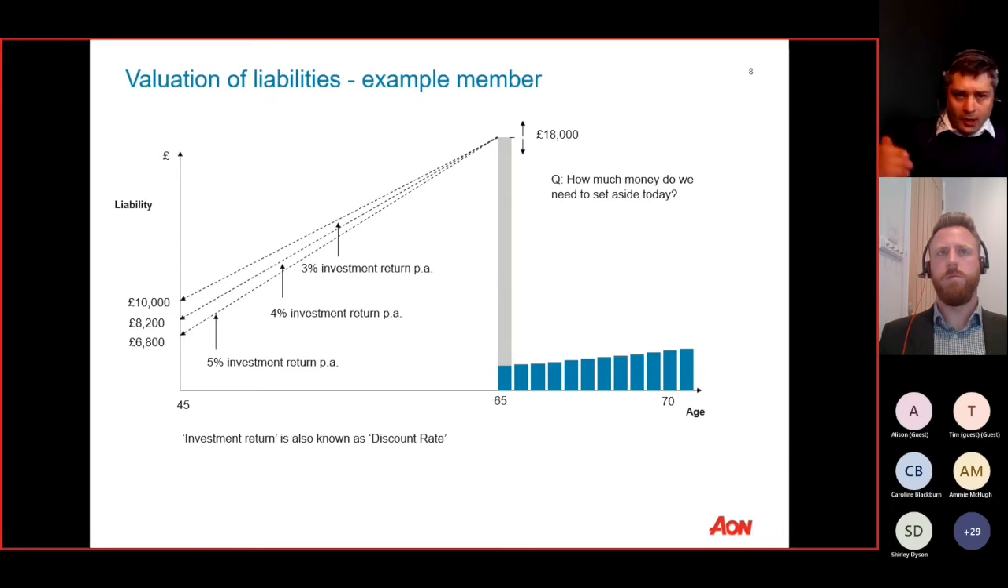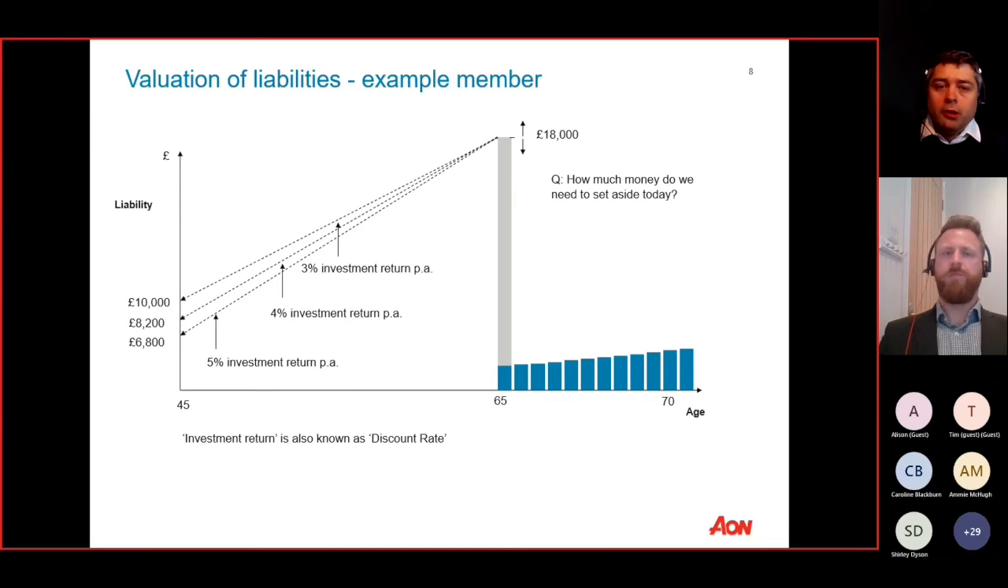However, if we expect a higher investment return of 4% per annum between now and then, we would only need to set aside 8,200. And if we assume an investment return is even higher, say 5% per annum, then we only need to set aside 6,800. So you can see relatively small changes in our assumption for the future investment returns can have a significant impact on the value we place on those benefits in today's terms.